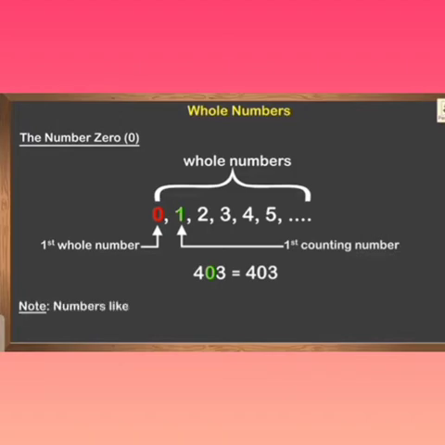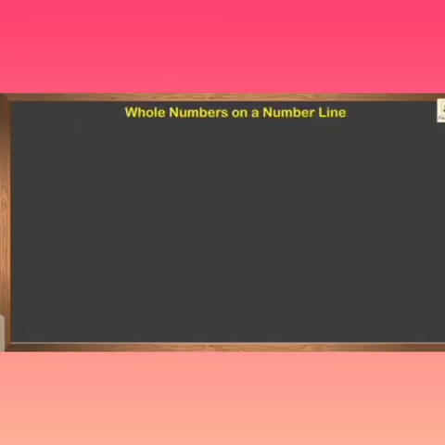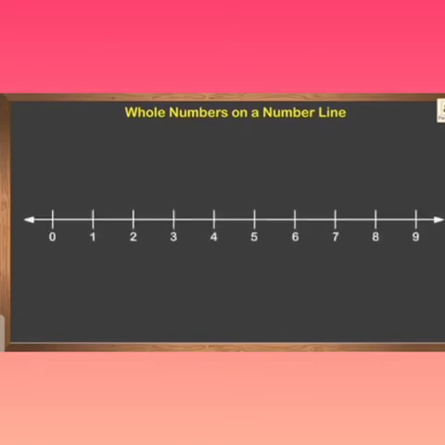But numbers like 1/2, 1.8 and 2.2 are not whole numbers. Whole numbers on a number line. On a number line, numbers are represented as points and distances.